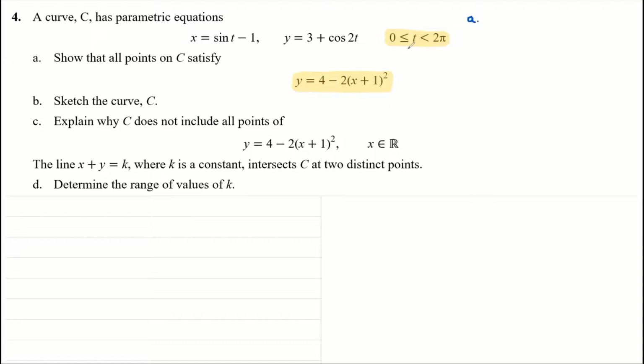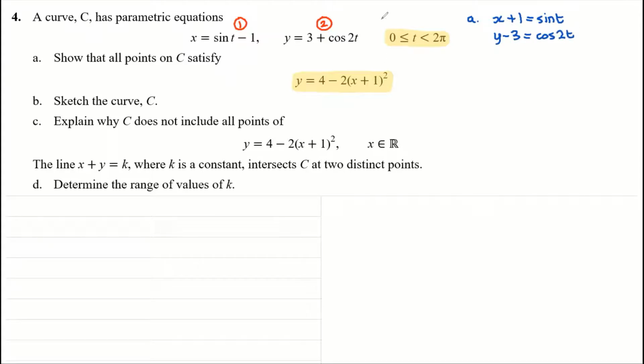So I'm first going to go to the parametric equations, and we're going to make the trigonometric parts the subject first. So x plus 1 is going to equal sine t. That's from equation 1. From equation 2, I can see that cos 2t would be simply y subtract 3. So I'll keep that on the right-hand side. So that's going to be cos of 2t.